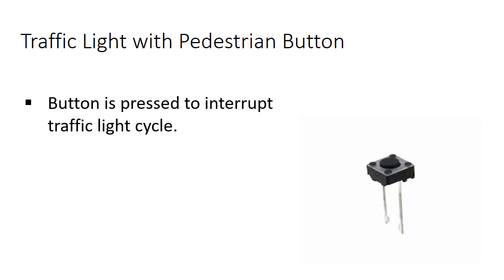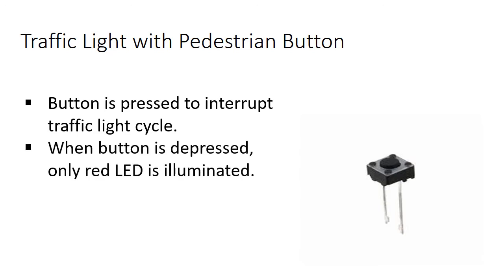The idea here is, yes, we want to press the button to interrupt the traffic light cycle, but in this particular case, we have to keep pressing on the button to keep the cycle interrupted. When the button is depressed, we want to make it so that only the red LED is illuminated. And we're going to use this button shown on the right.